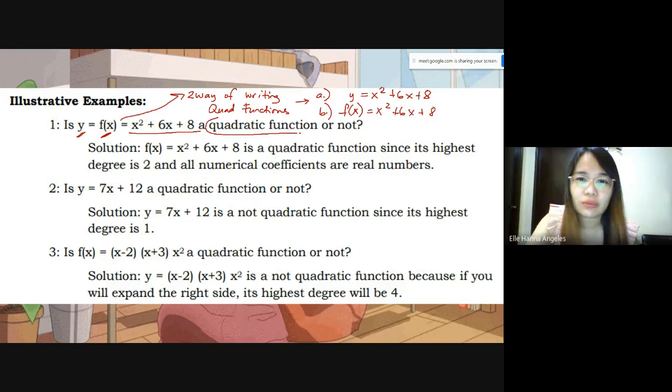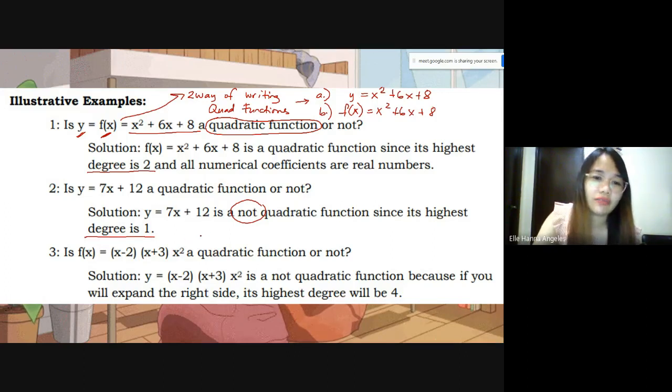Bakit siya tinawag na quadratic function? Kasi, meron siyang degree na 2 at yung coefficients niya ay real numbers. So, number 2 ay hindi isang quadratic function. Bakit siya not? Kasi, degree lang niya ay 1. Wala siyang exponent na 2. So, hindi siya quadratic function.